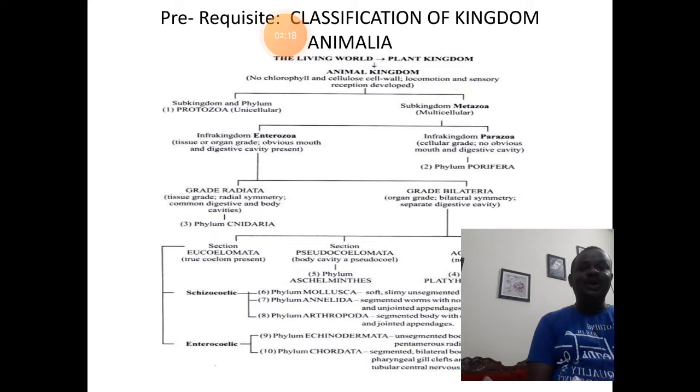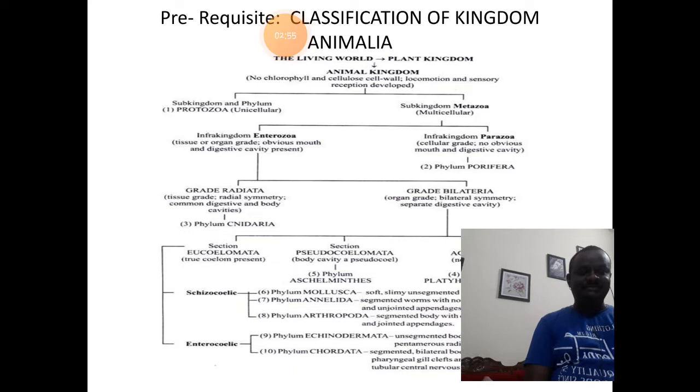According to him, there are two kingdoms. One is Kingdom Plantae, the other one is Kingdom Animalia. These are further studied by a specialized branch called taxonomy or systematics. And it was also given by Carl Linnaeus, and hence he is popularly known as the father of systematics.